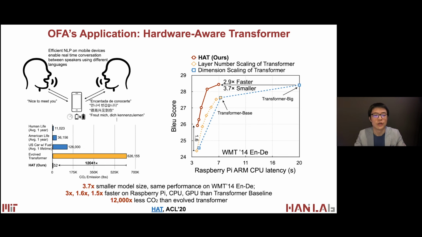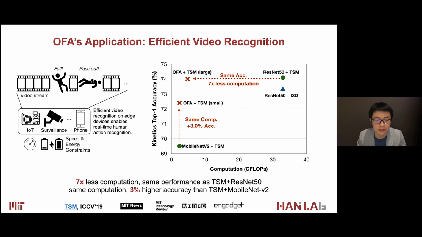For example, applying once-for-all to machine translation, we can get the hardware-aware transformer. We can deploy them in real time, hopefully on edge devices. That's the goal. Applied to the transformer, we can reduce the model size on Raspberry Pi by about 3.7 times, with 2.9 times faster inference. We also evaluated on CPU and GPU, where it's 1.6 times and 1.5 times faster, and 12,000 times less CO2 than the evolved transformer with respect to the training cost.